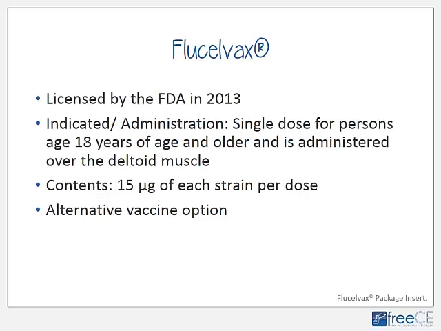Our two cell-based alternatives are FluCellVax, which was licensed in 2013. It's indicated as a single dose for people over the age of 18 and is administered again over the deltoid muscle. Same contents as our other inactivated vaccine products that are standard dose, and it is an alternative vaccine option. It's actually prepared from virus that's propagated in a Madin-Darby canine kidney cell, and so that's the potential benefit of FluCellVax.